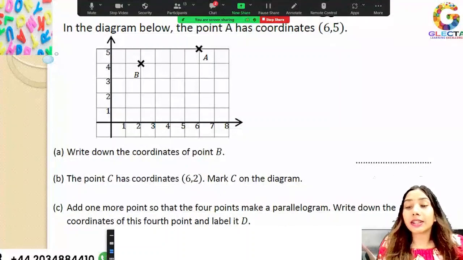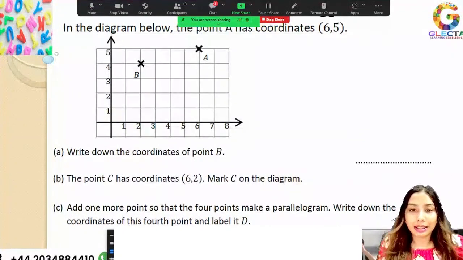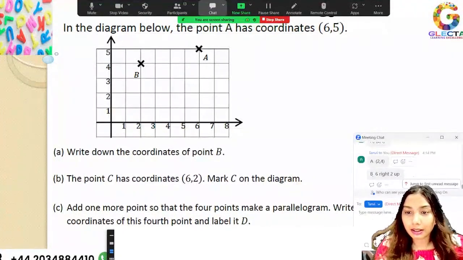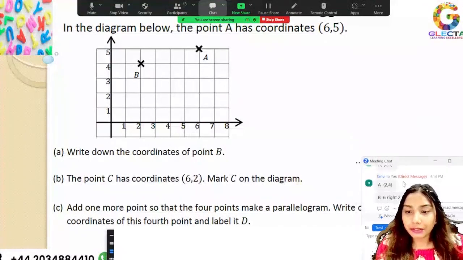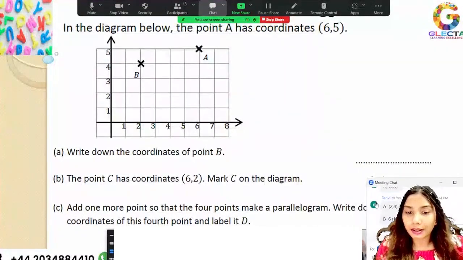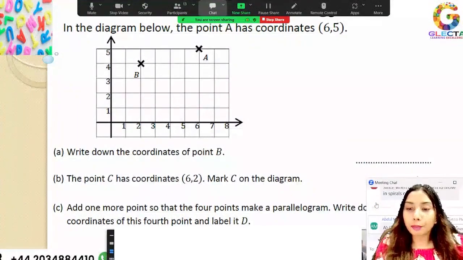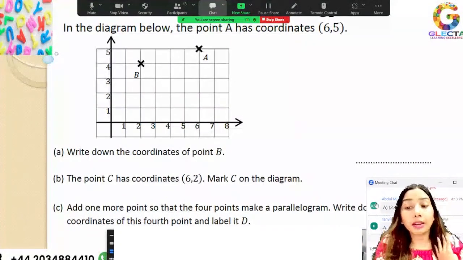If the coordinate is 6, 2, what do we do with that? How many units do we take across and up? Let me check. I received the answer from Abdul, from Tanvi.